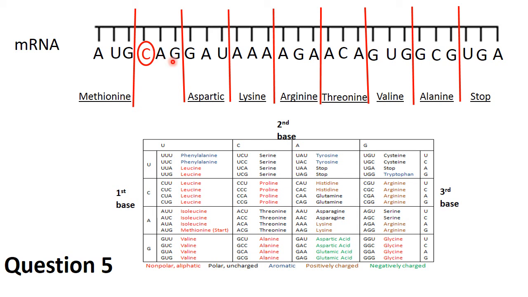CAG is our new codon. C, A, so it'll be here, and G, which is found at the bottom. So we have glutamine. So CAG equals glutamine. So instead of lysine, which was our last amino acid, we've now substituted it with glutamine.